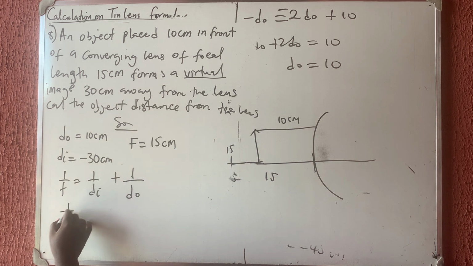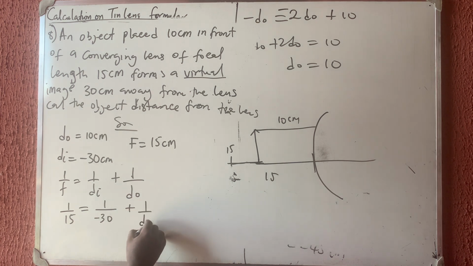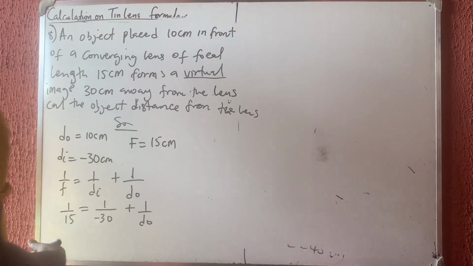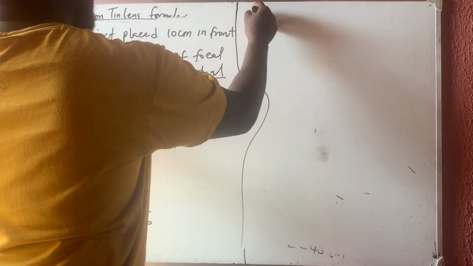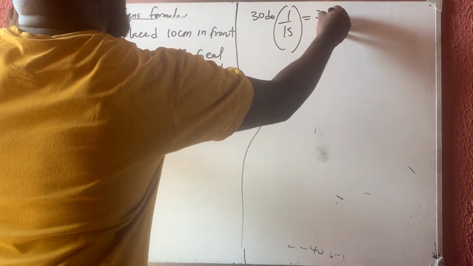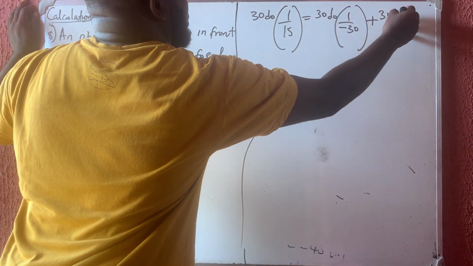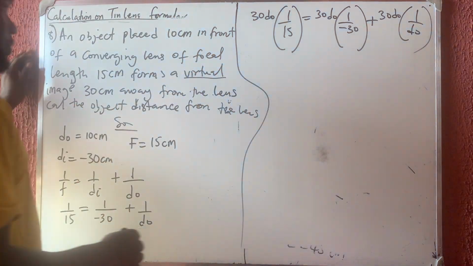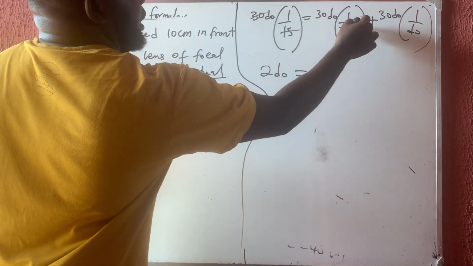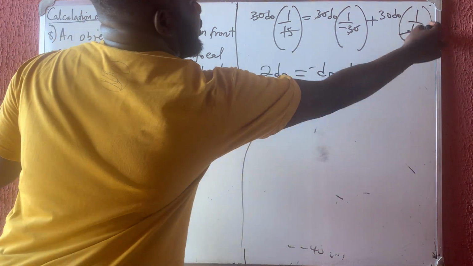So what do I have now? 1 over 15 is equal to 1 over minus 30 plus 1 over D_O. The LCM is 30 D_O, so multiply everybody by the LCM of the denominators. I'm going to have 30 D_O in bracket of 1 over 15 is equal to 30 D_O in bracket of 1 over minus 30 plus 30 D_O in bracket of 1 over D_O. So what do I have here? Here will give me 2 D_O, here will give me minus D_O, plus 30.